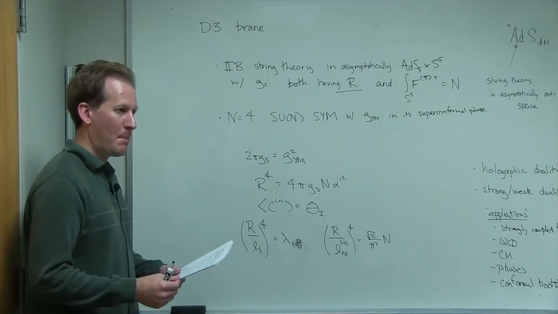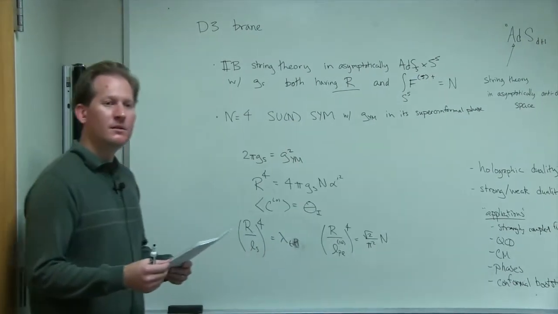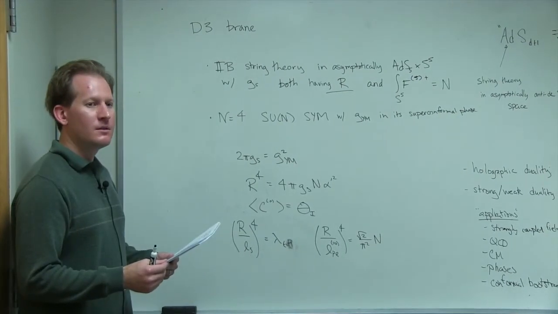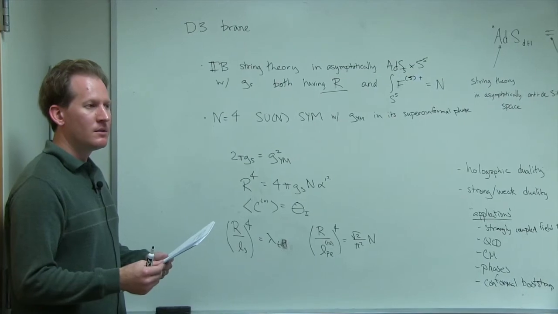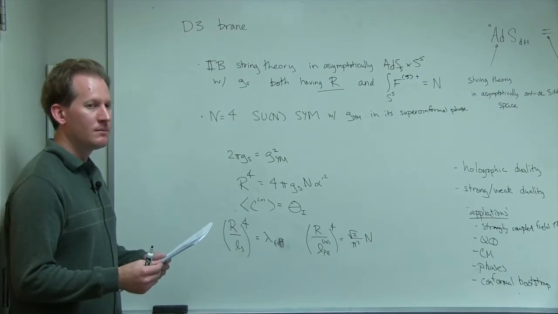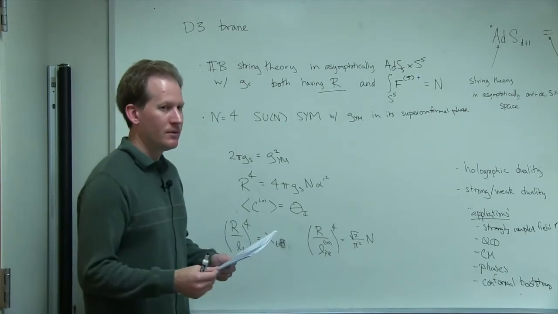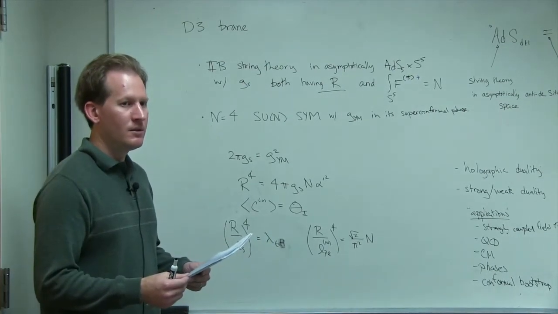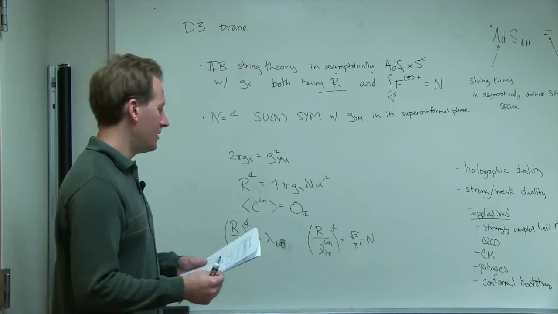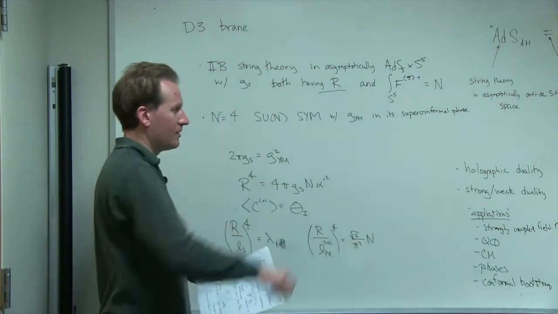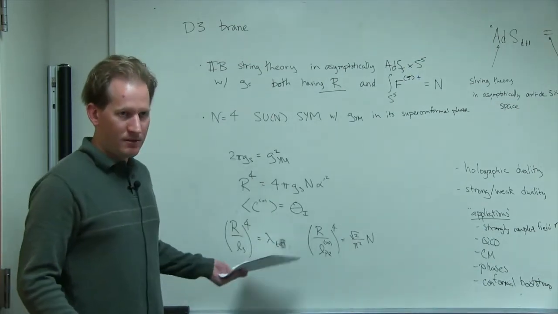Is that clear? So is it expected that everything breaks down for any higher order term with this function? Are there speculations that the duality could exist? The belief is that this duality holds for all N and lambda.